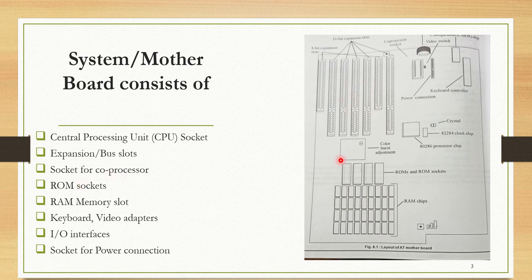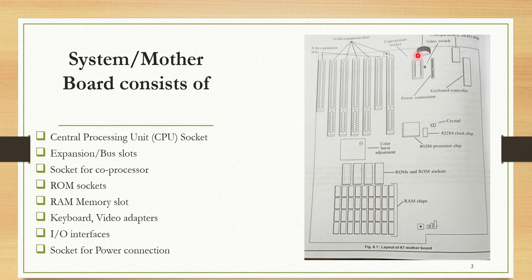Socket for coprocessor. Some job of the CPU is done by the coprocessor, and this is the socket of the coprocessor. Then the ROM sockets. ROM means read-only memory. These are ROM sockets. Then RAM memory slots, random access memory slots. Here memory chips are placed, inserted. These are slots.